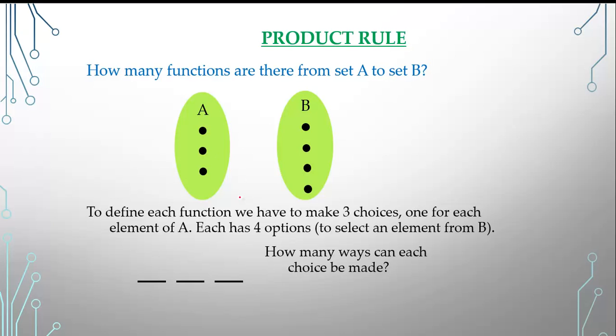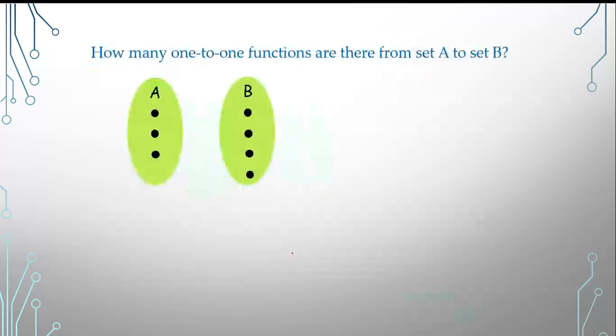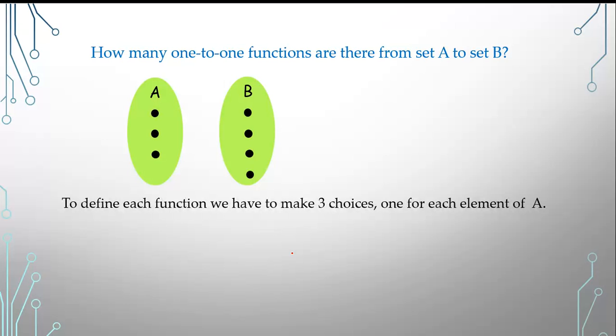So now how many functions are there here? 4 multiplied by 4 multiplied by 4. That is 4 raised to the power 3, which is 64. You can say that it is the number of elements of B raised to the power of the number of elements of A, because in a function, each element is related to an element of B. Right?